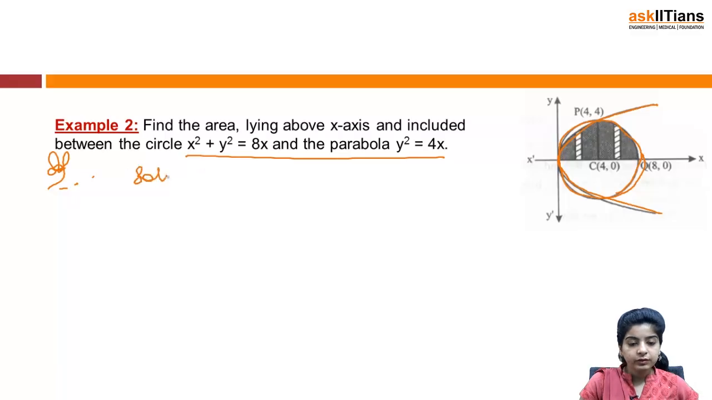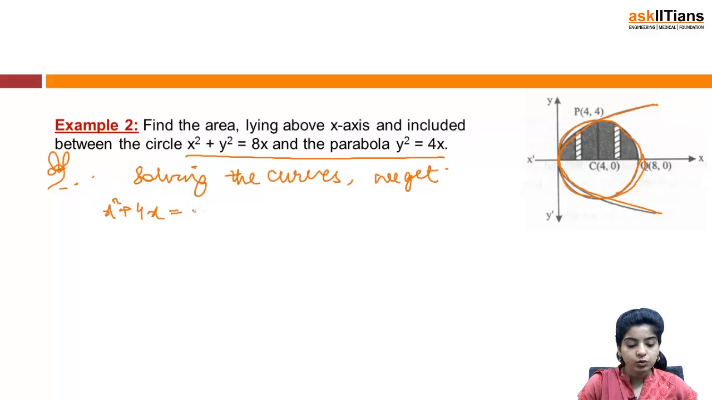So, solving the curves, what do you get? x square plus 4x is equal to 8x, which means x is 0 and 4. So, they are intersecting at 0 and they are intersecting at 4. Now, required area, now it is clear that we will have to split it up into two parts. We will first find out integral 0 to 4, then we will find out integral 4 to 8.